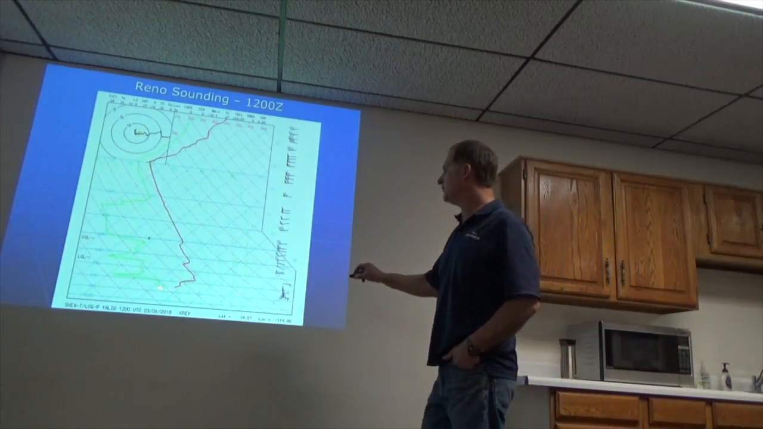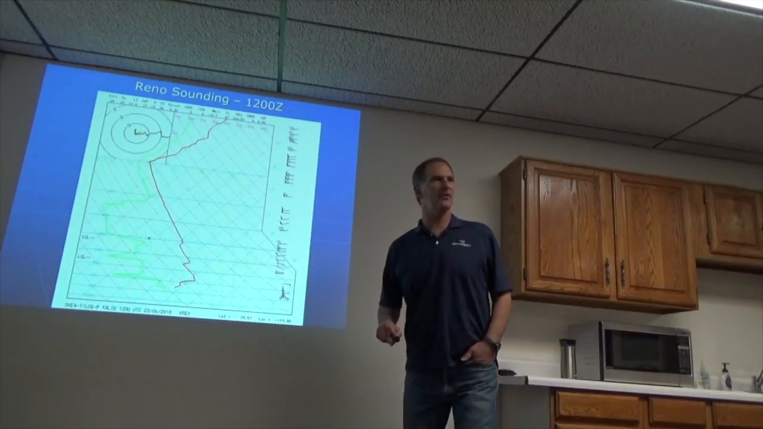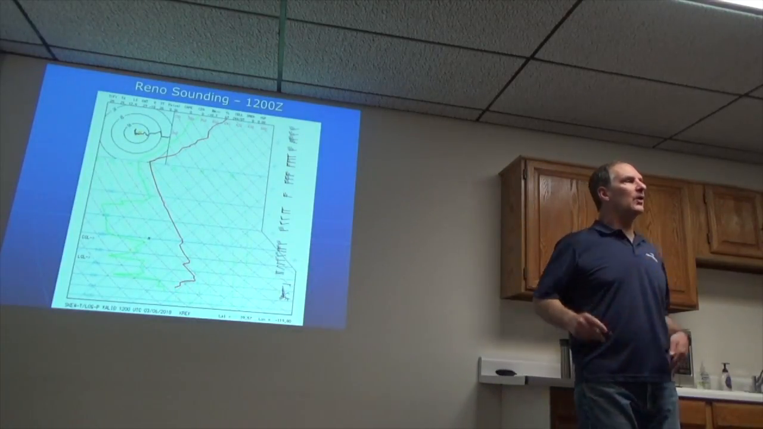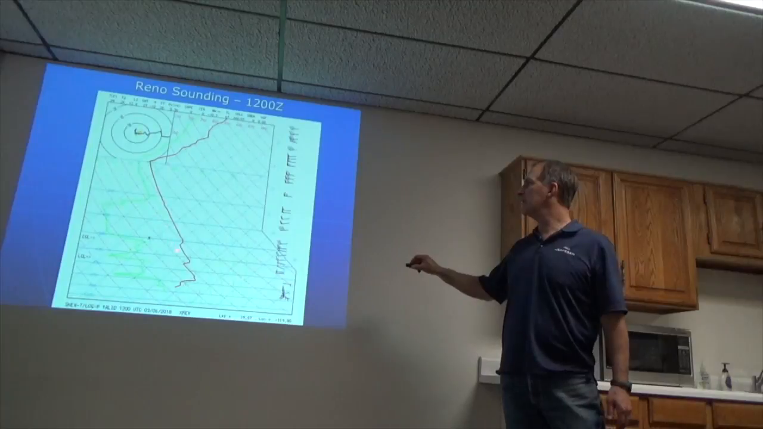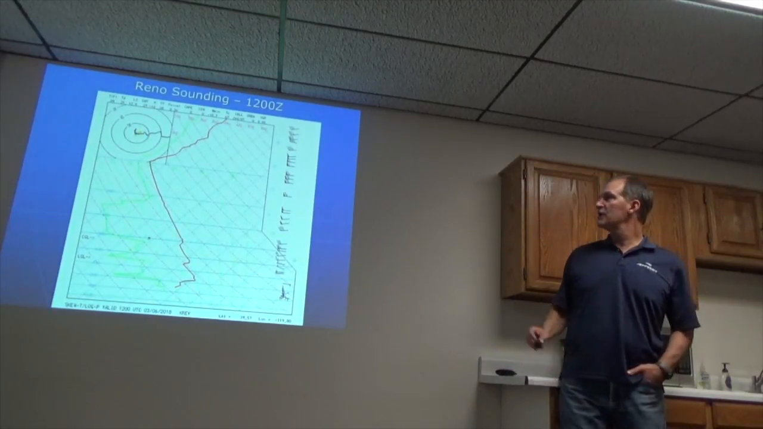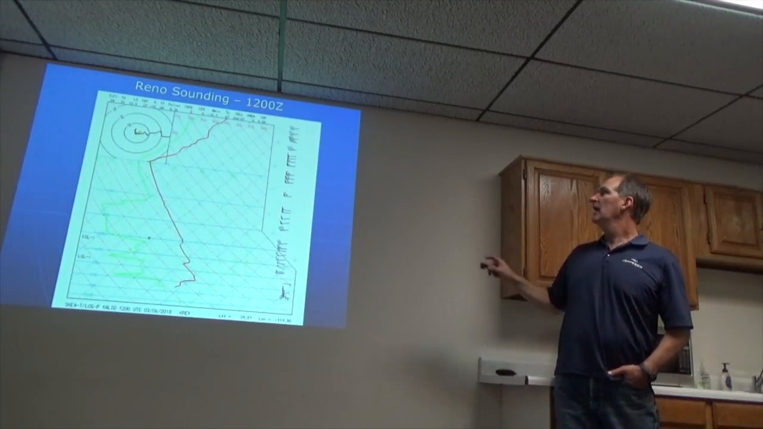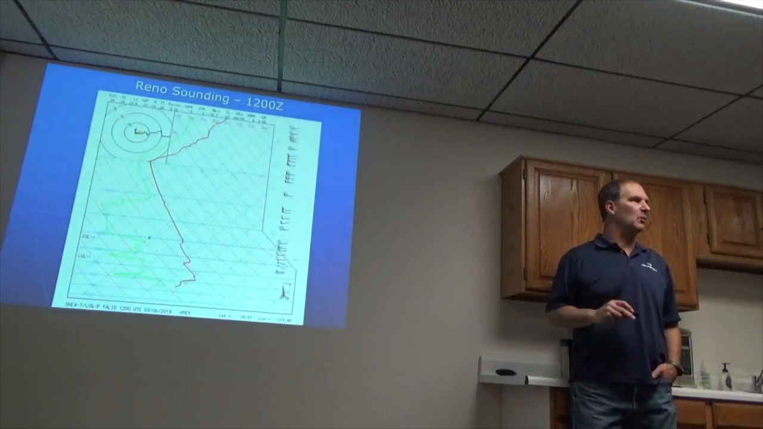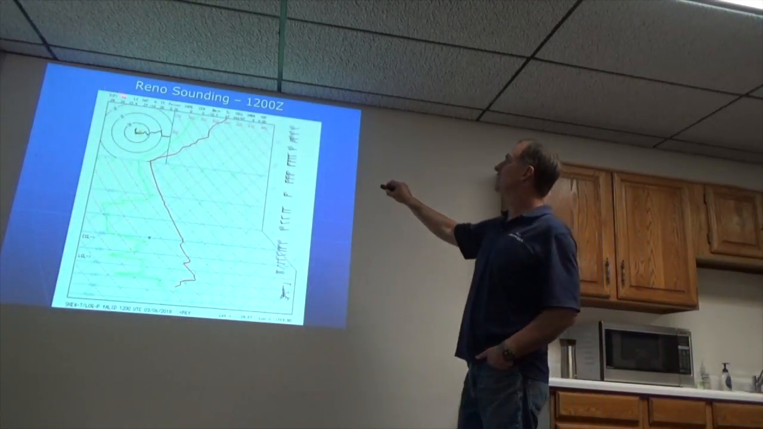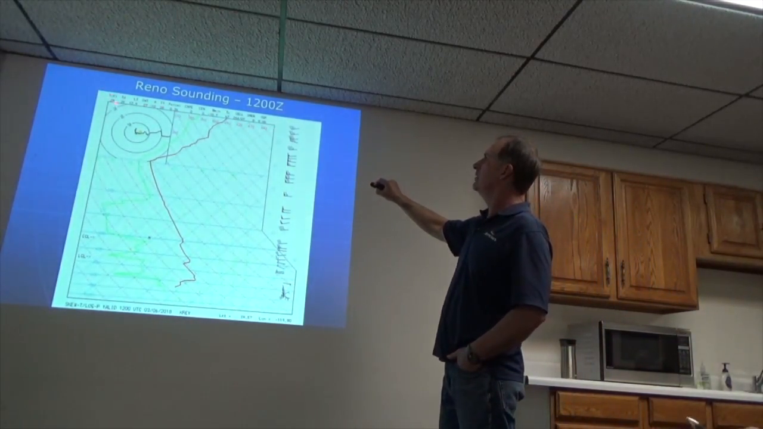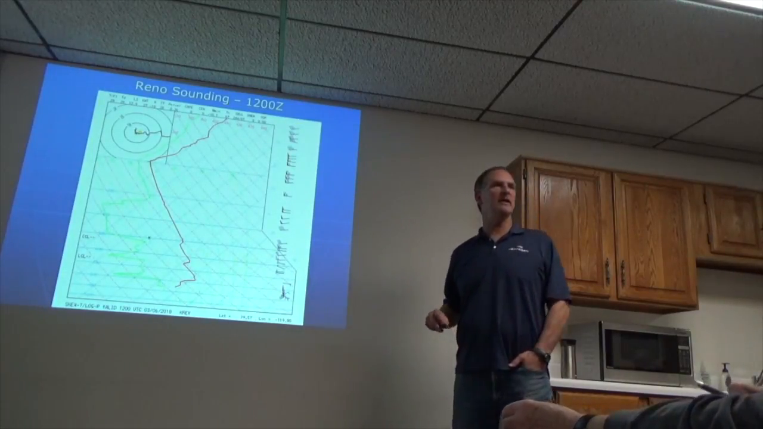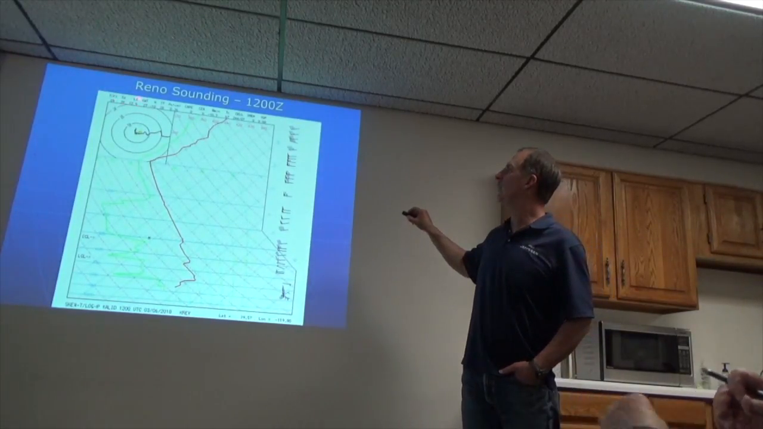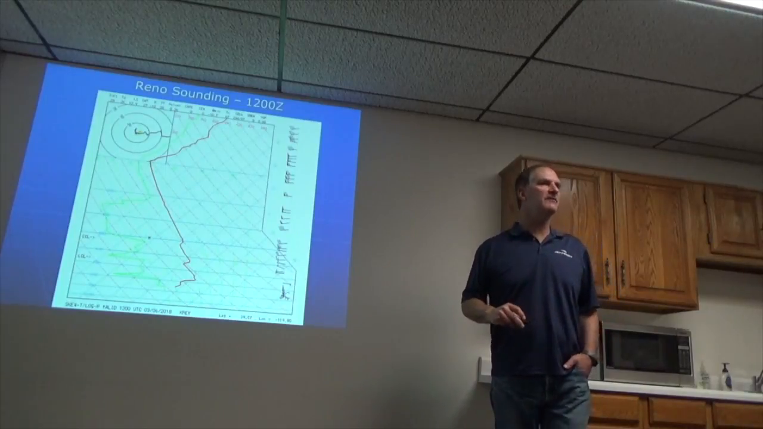So where temperature and dew point are close together, we would expect clouds. Where they're farther apart, we would expect dry air. So this happens to be at Reno at 1200Z on this day. So it's the morning sounding. And we have a bunch of numbers at the top here. So our temperature at takeoff was 29 Fahrenheit. Our dew point was 21. Our lifted index is 17.9.